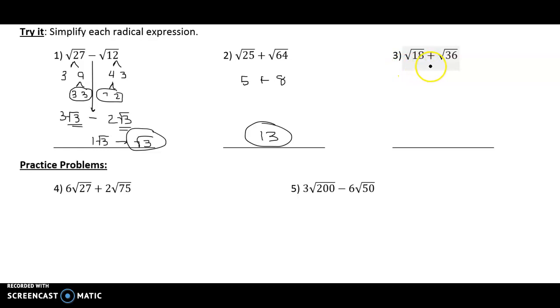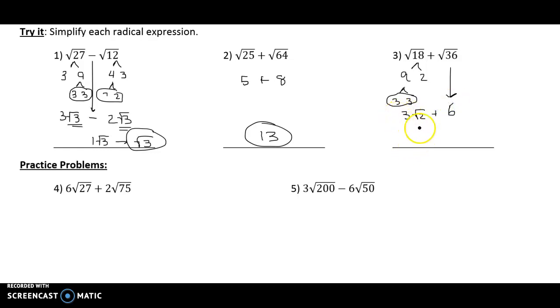Last one is radical 18 plus radical 36. Check and see if you can simplify one pretty quickly. 36 is just 6, right? Because it's a perfect square. This one, however, you can break it down. That's a 9. And then 9 breaks down to 3 and 3. So there's my pair. My new problem is 3 radical 2 plus, that's a 6.